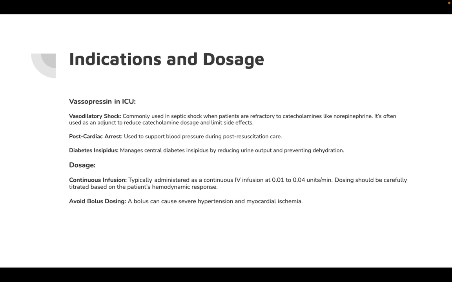The dosing for vasopressin is commonly through continuous infusion. This is typically administered as a continuous IV infusion at 0.01 to 0.04 units per minute, and dosing should be carefully titrated based on the patient's hemodynamic response. For this drug, it's important to know that you want to avoid bolus dosing, as bolus dosing can cause severe hypertension and myocardial ischemia.